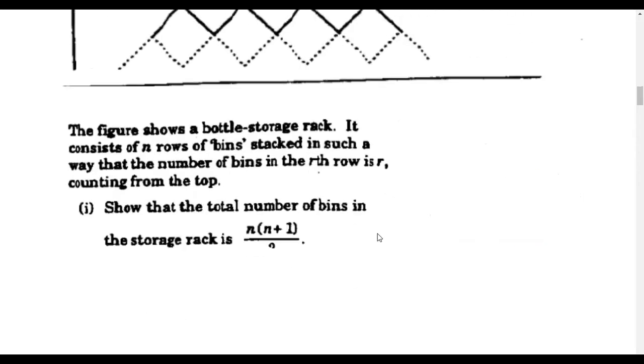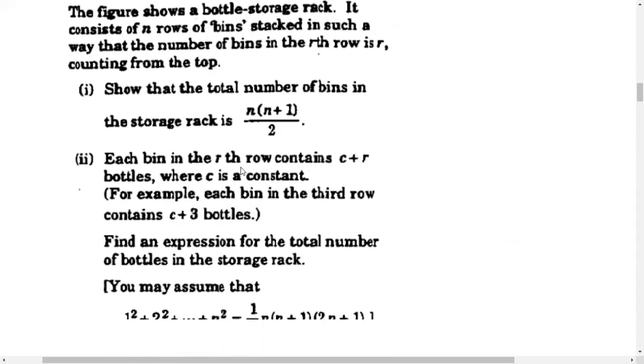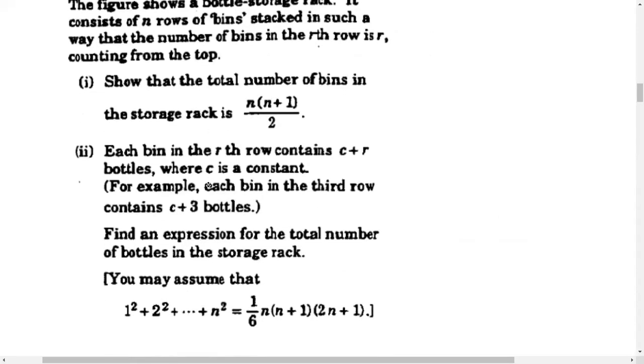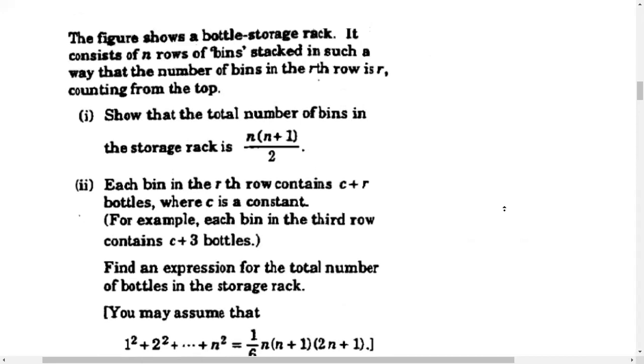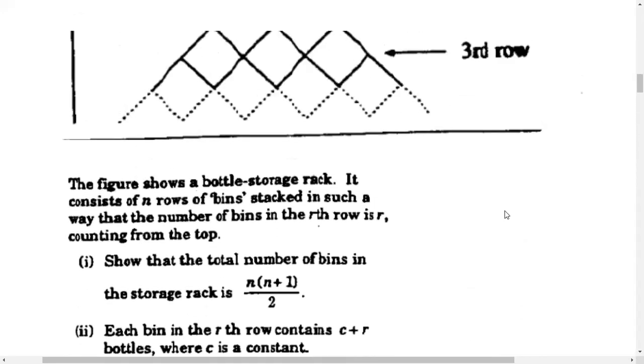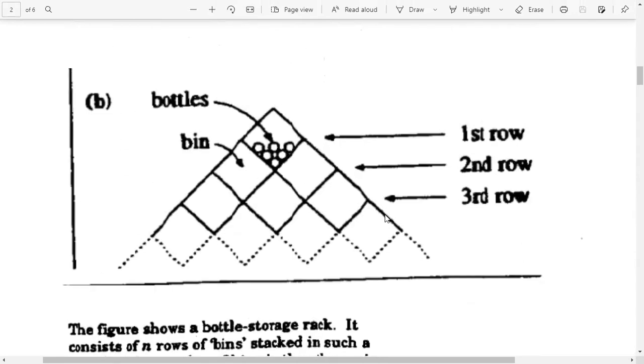All right. And then we're told we want to show the total number of bins in the storage rack is n(n plus 1) over 2. And then each bin in the rth row contains some number of bottles. And then you want to find an expression for the total number of bottles in the storage rack. So, okay. Again, it's leading you through a question. You want to show that the total number of bins in the storage rack is n(n plus 1) over 2. So let's do that first.